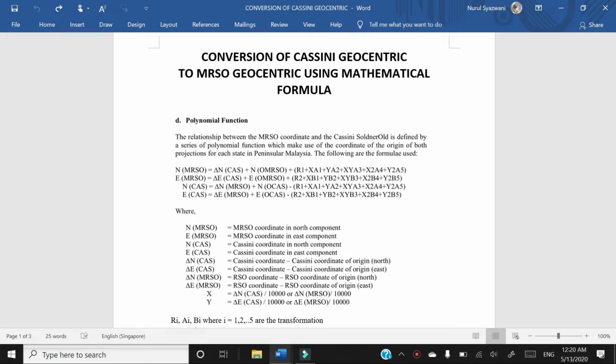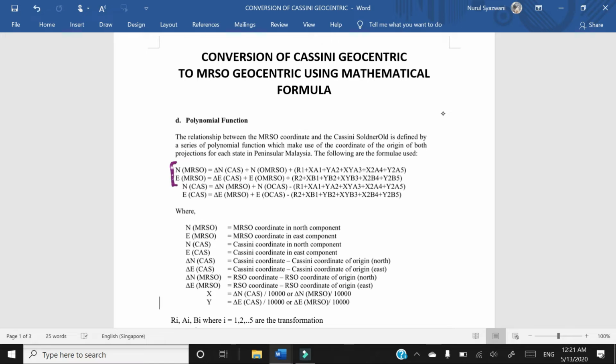Transformation or conversion can be done by changing a coordinate in its existing projection to the geographical coordinate. The reverse process of coordinate system transformation from Cassini-Soldner to MRSO is performed by using the following equation. In this equation, we can find northing-easting MRSO geocentric or northing-easting Cassini-Soldner. It depends on the conversion that we want. In this case, we want to convert Cassini geocentric to MRSO geocentric.